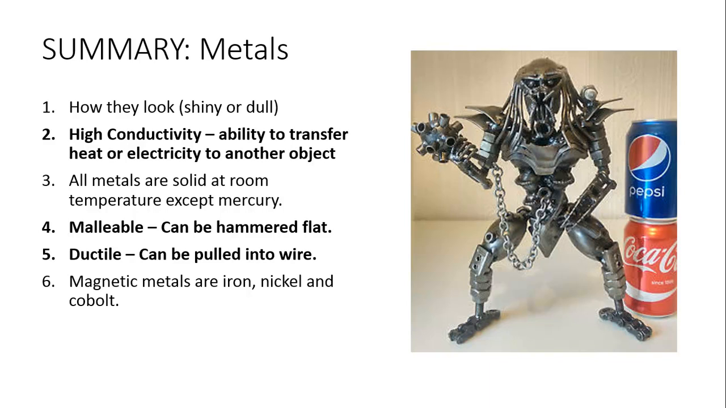Okay, so in summary, metals. 1, how they look, shiny or dull. 2, high conductivity. 3, all metals are solid at room temperature except for mercury. 4, malleable. 5, ductile. And 6, magnetic. Remember the 3 metals that are magnetic.